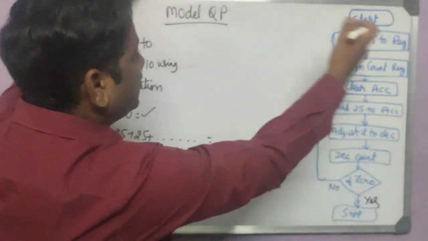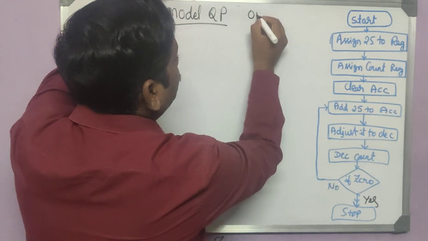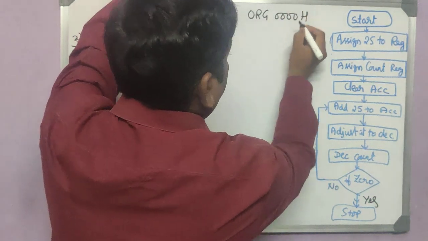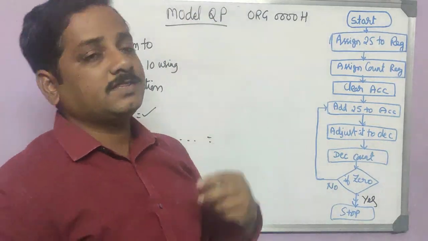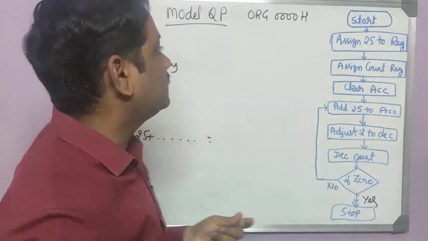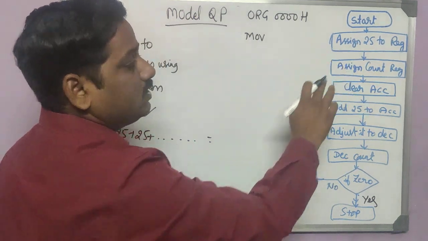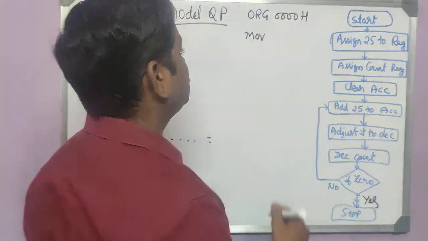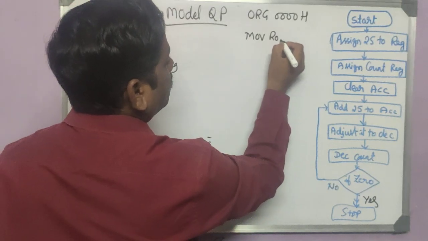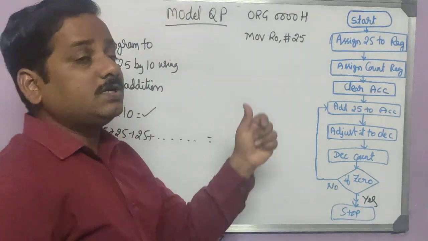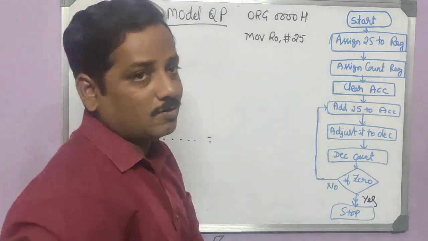So first let us start it. How to start? In a microcontroller, we use ORG, that is the directive, to start any program. Then assign 25 to a register. For that, use an instruction called MOV, and 25 has to be assigned to any one of the registers. Let me take R0, #25. So 25 will be given to register R0.